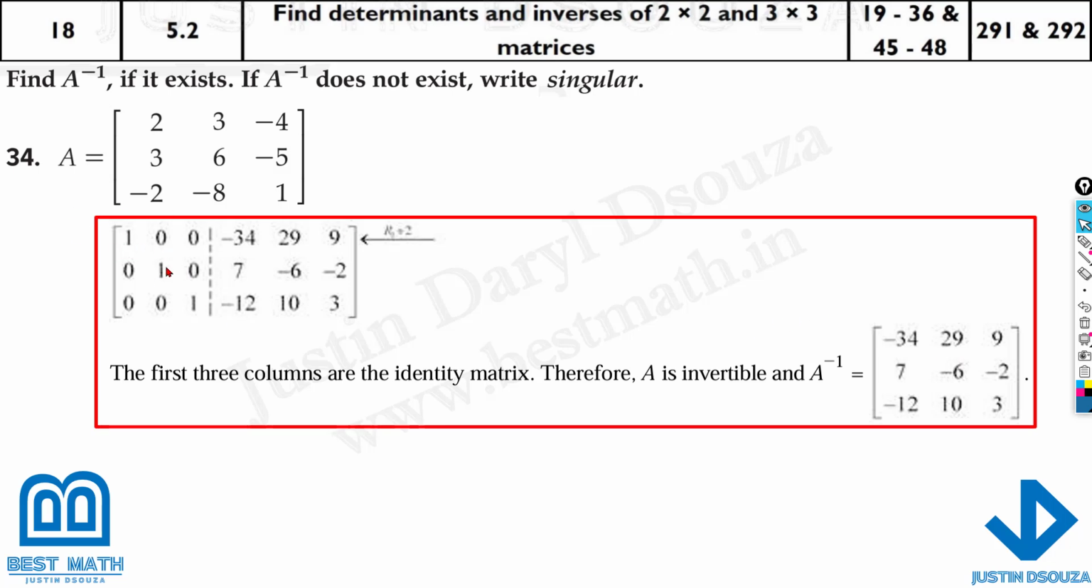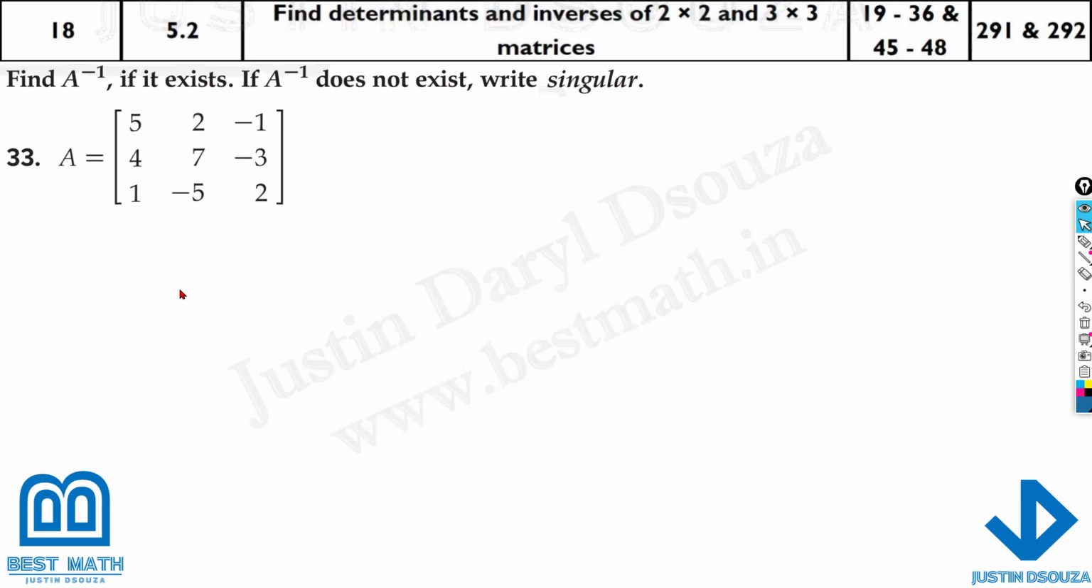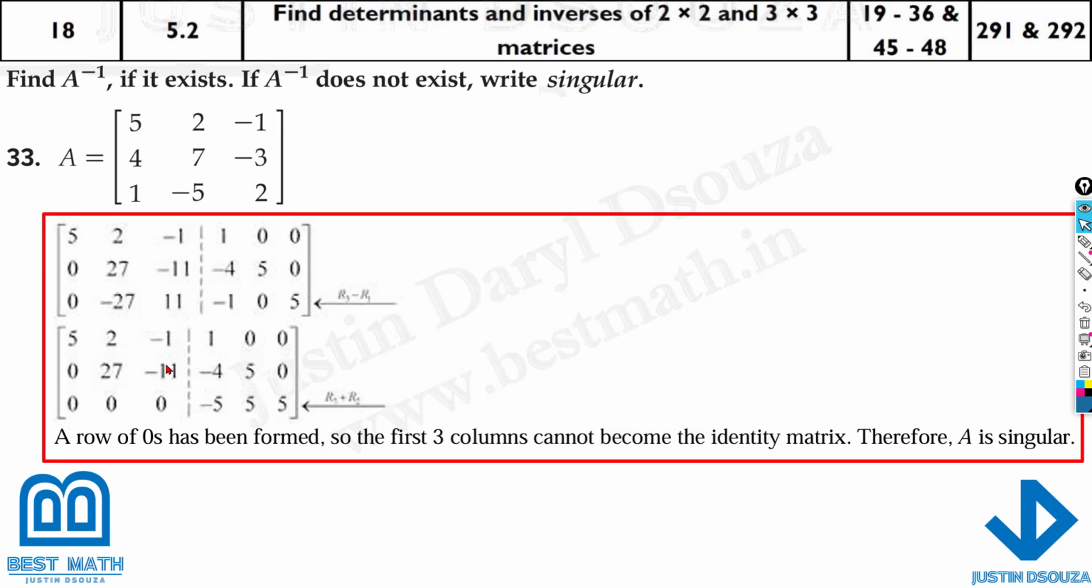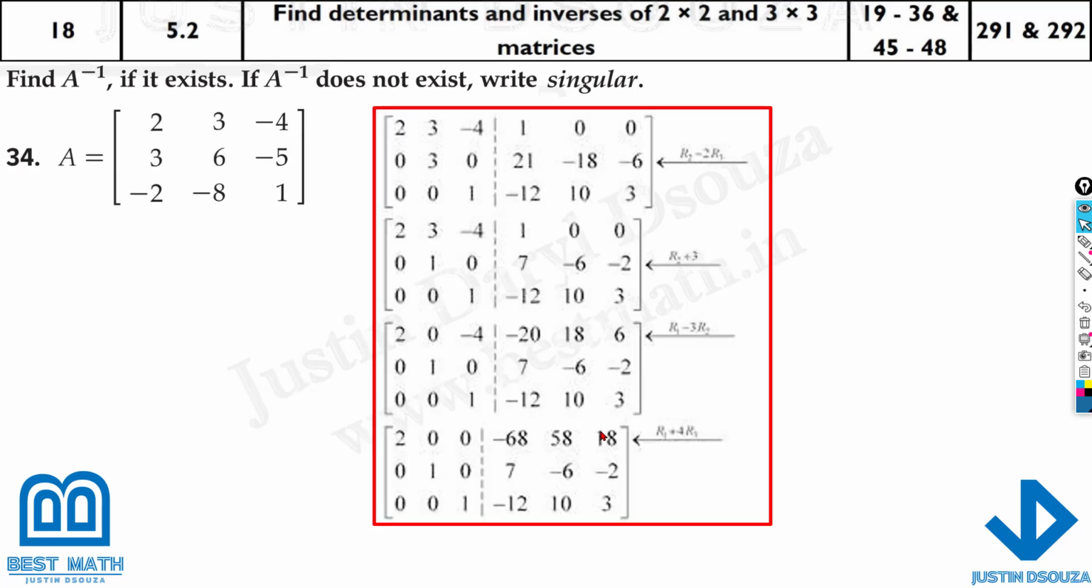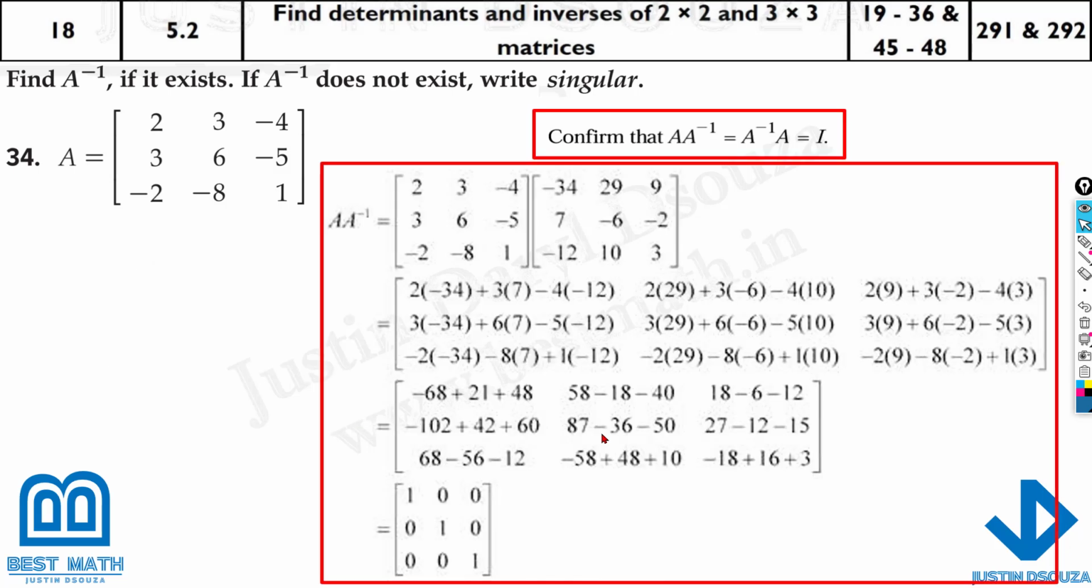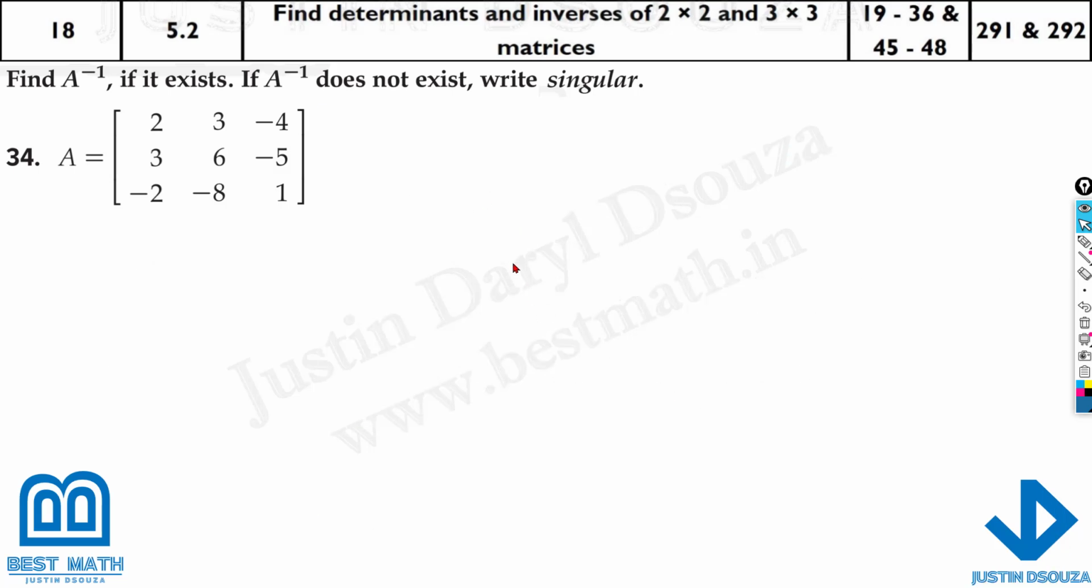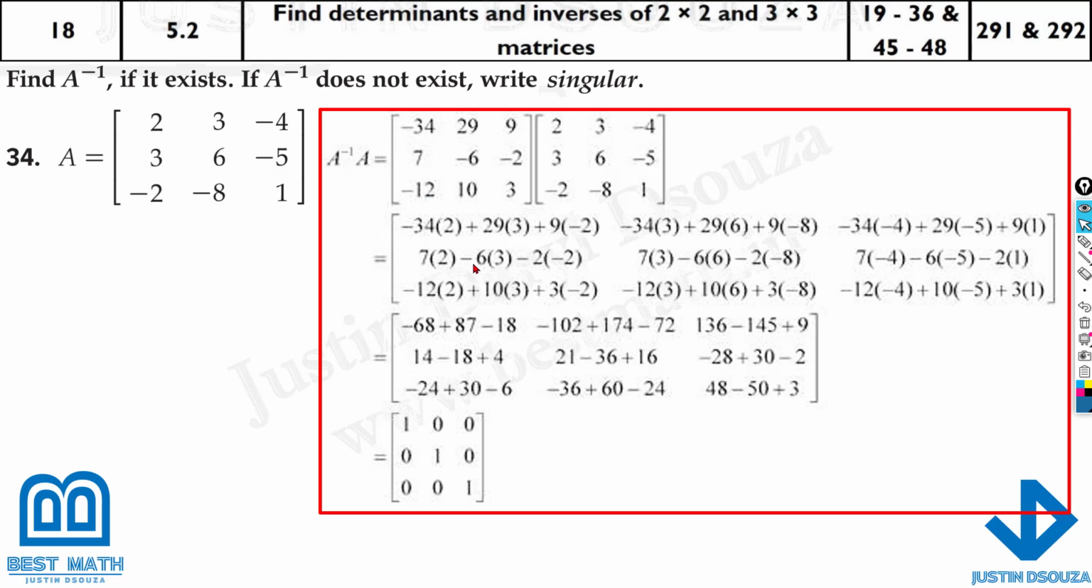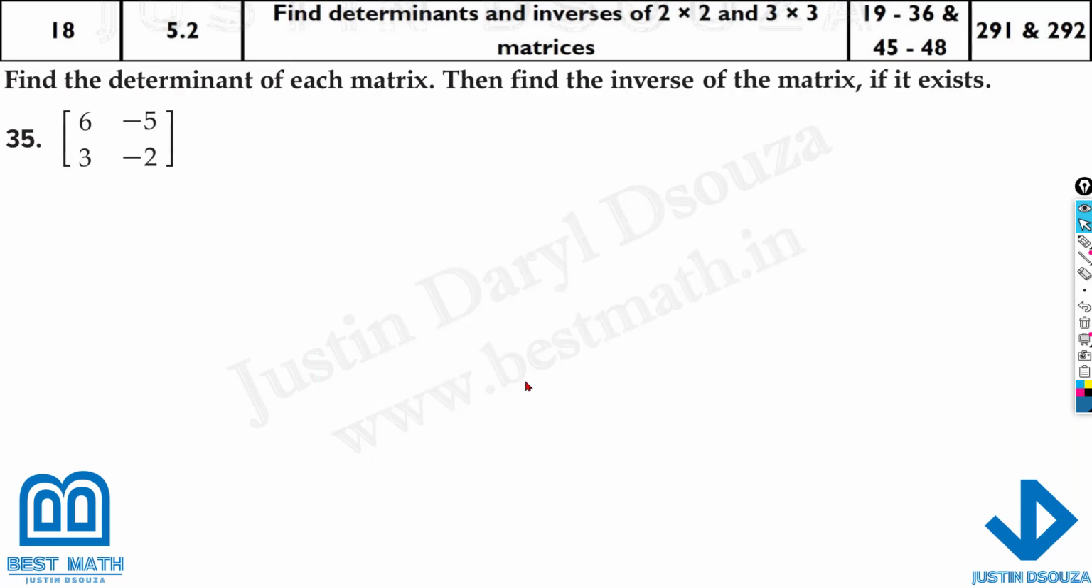On the left side, you have to get 1, 1, 1, 0, 0, 0, 0. In the previous one, whenever it's singular, there's no way you can get it into an identity matrix. It's just not possible. However much you try, one of the rows will be all 0. That means if you go ahead, there's no point. And this is then confirming: you just multiply those both matrices and you will get the identity matrix.